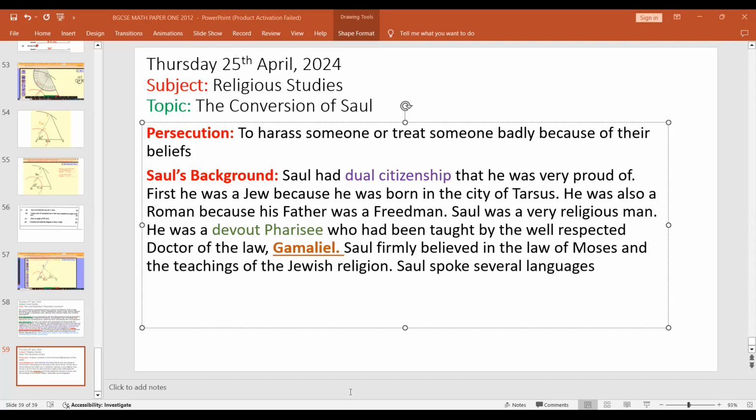Saul's background. Saul had dual citizenship that he was very proud of. First, he was a Jew because he was born in the city of Tarsus. He was also a Roman because his father was a freedman. Saul was a very religious man. He was a devout Pharisee who had been taught by the well-respected doctor of the law, Gamaliel. Saul firmly believed in the law of Moses and the teachings of the Jewish religion. Saul spoke several languages.